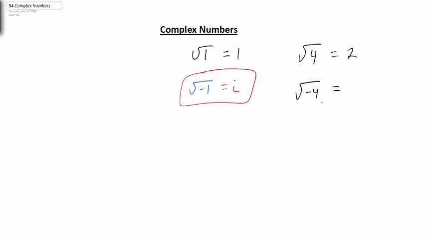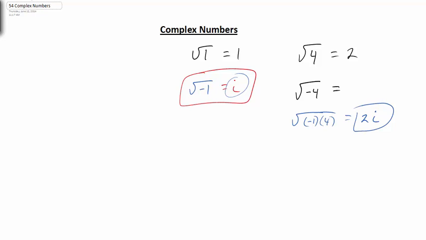So over here, when we have the square root of a negative 4, we can think of this as the square root of a negative 1 multiplied by 4. And we can pull this out as the square root of a negative 1 would be i, and the square root of 4 we know is 2. So therefore, the square root of a negative 4 is simply 2i. So anytime you're taking the square root of a negative number, you're always going to pull out the negative as representing the i, which is the imaginary part.